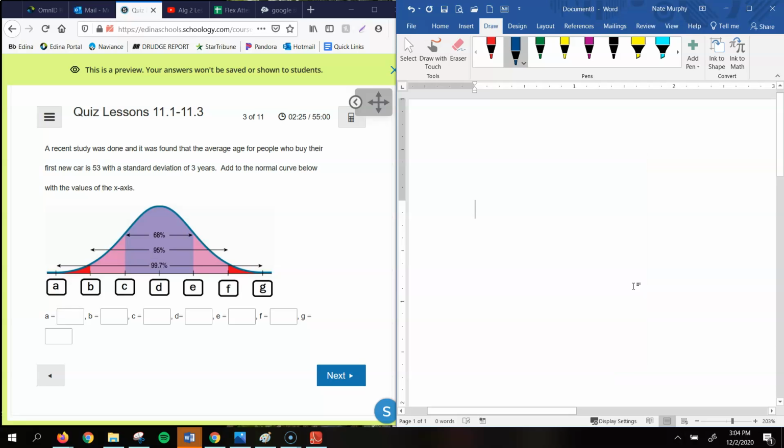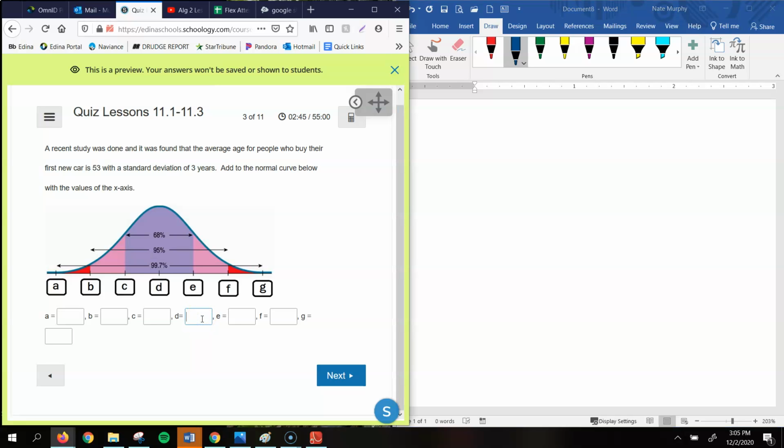All right, so this is just setting up a normal curve. And it says a recent study was done. It was found that the average age for people who buy their first car is 53 with a standard deviation of 3 years. Add the normal curve below with the values of the x-axis. Okay, so we're not converting these to z-scores. We're just using the value. We know that d is our middle term here, so d is going to be where the mean is.